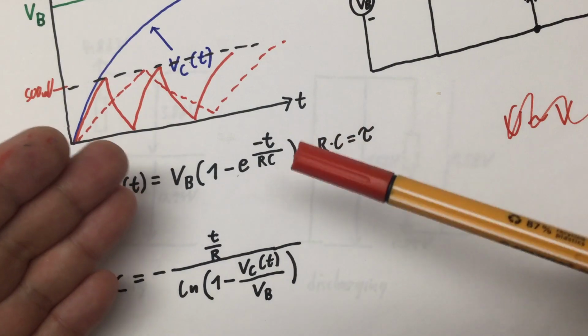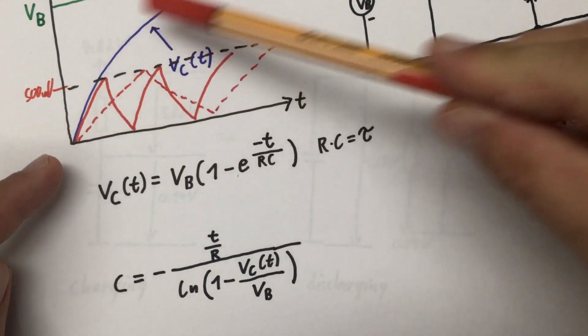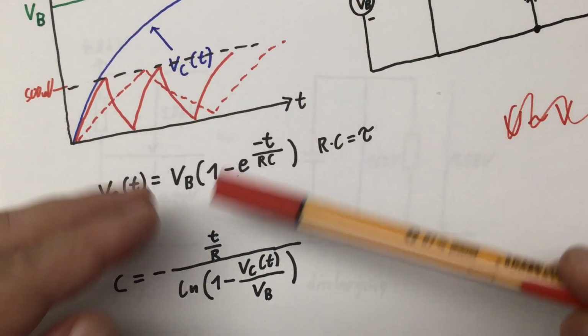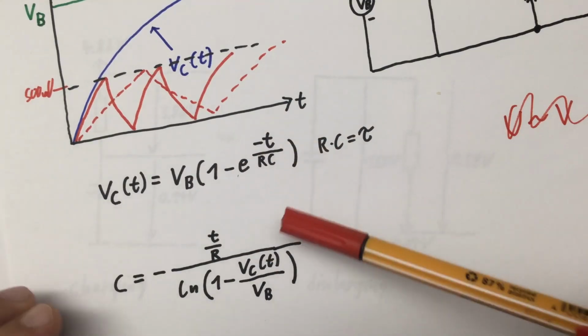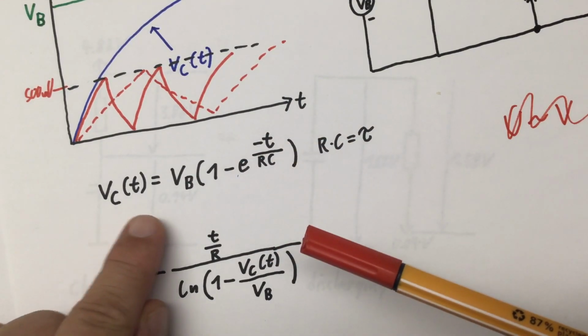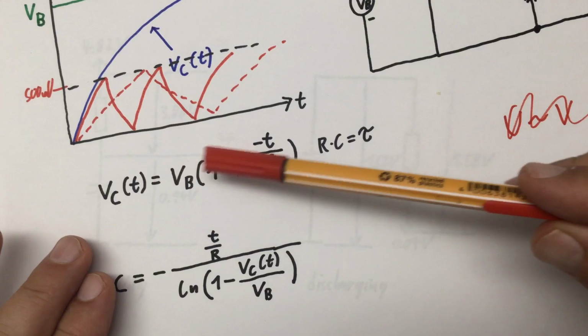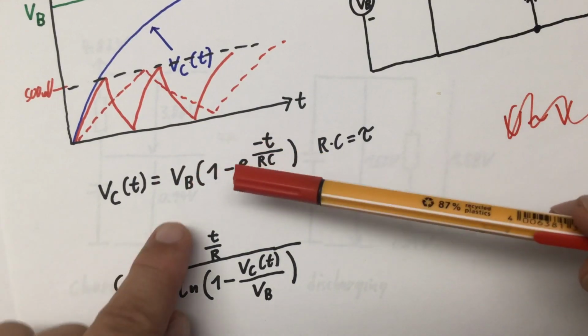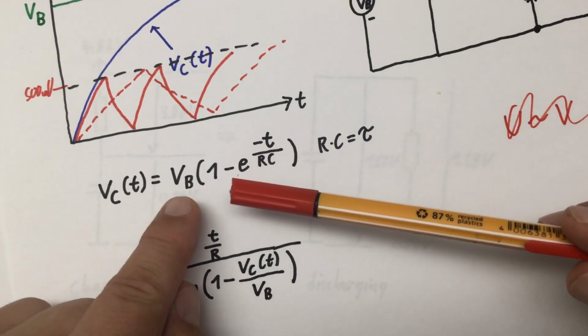And if you remember your math of the charging and discharging curve of an RC element from the last video, the voltage change over time is proportional to the initial voltage.